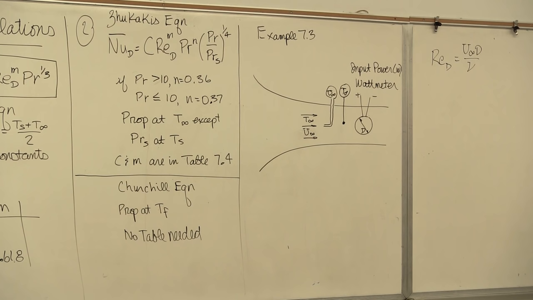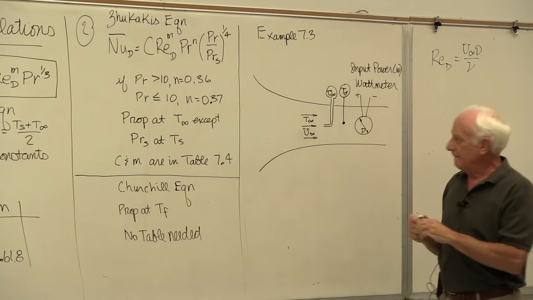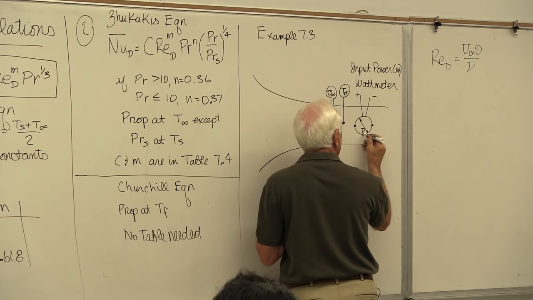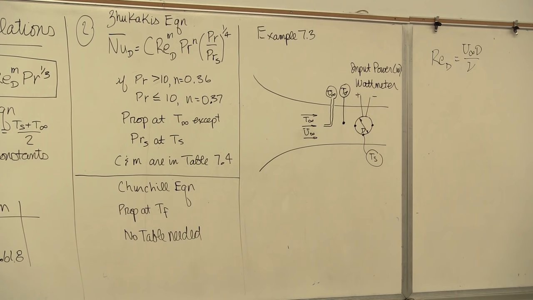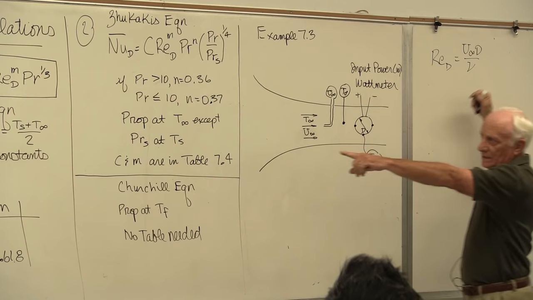Then she attached thermocouples to the outside of the cylinder. How many? She attached three, one to the front side, one to the back side, and one 90 degrees. And that gave her T surface, digital meter output, thermocouple, transducer. Then she varied the velocity U infinity over a range, 10 different velocities. That gave her 10 different Reynolds numbers. Multiply the velocity from the pitot-static tube by the diameter, divide by kinematic viscosity at what temperature? The film temperature, the average of T surface and T infinity.